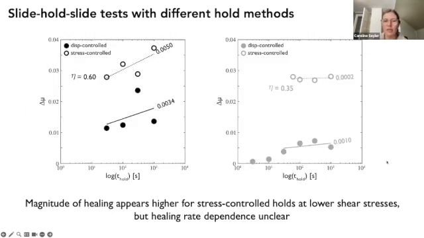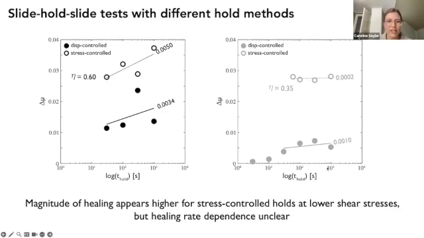So this is a really new project, so we only have two preliminary results. I'll walk through these a little bit. Here we have, again, the log hold time and the amount of healing. What you can see is we did a series of holds in both the displacement controlled traditional way and these stress controlled tests. In this case, we did 60% of that initial stress value. On this side, we did 35% of that initial value.